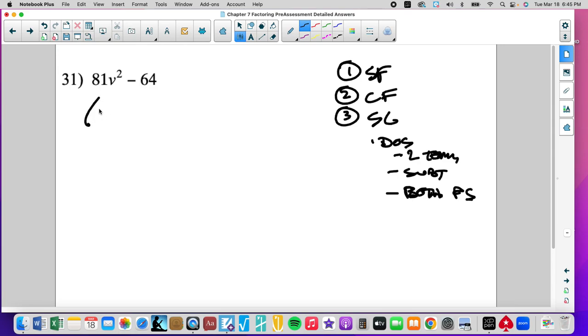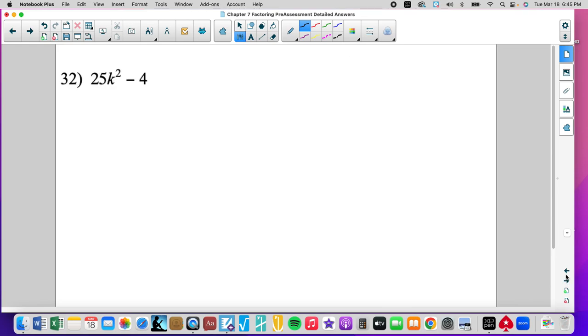Okay, so the square root of 81 is 9. The square root of v squared is v. The square root of 64 is 8. So we go 9v minus 8, 9v plus 8. Oh yeah. So difference of squares, two terms, subtraction, both perfect squares, yes. 5k minus 2, 5k plus 2.